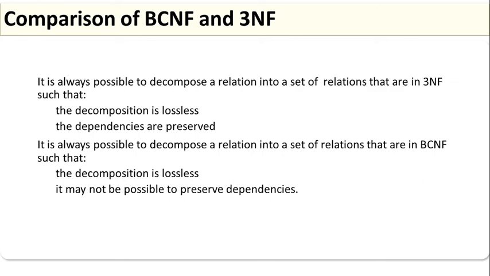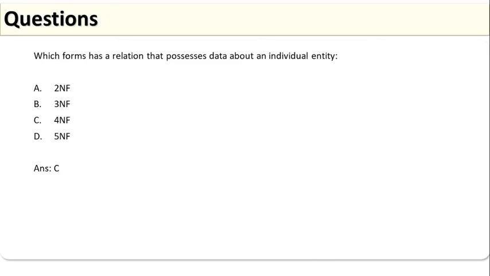It is always possible to decompose a relation into a set of relations that are in 3NF. The decomposition is lossless and dependency preserving. Similarly, for BCNF, the decomposition is lossless, and if not possible, dependency preservation can be given up. So any questions?